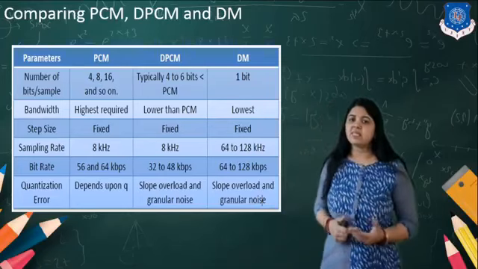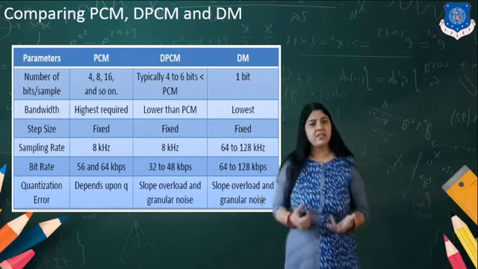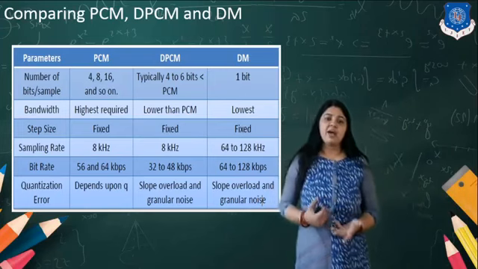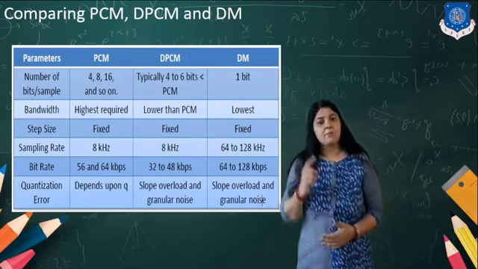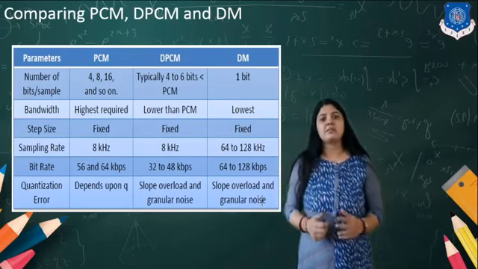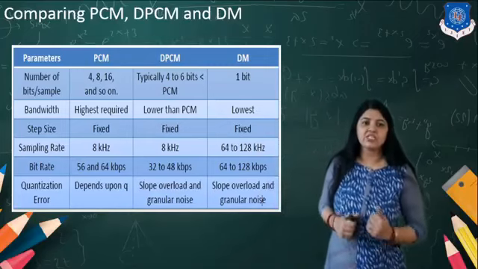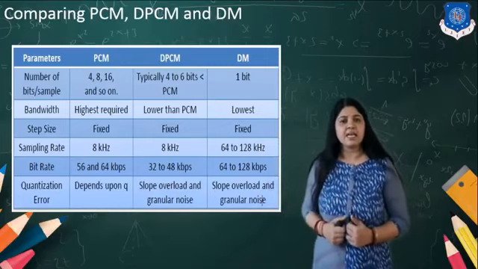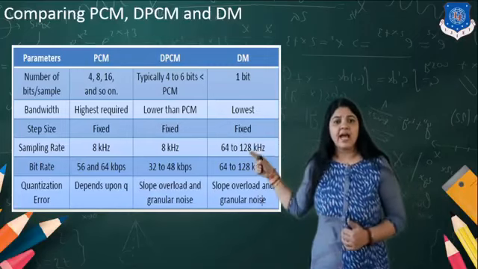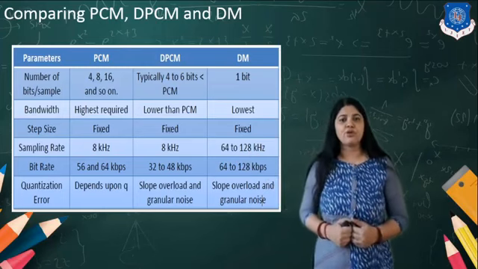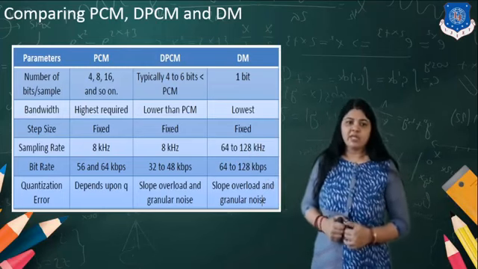Step size in PCM is fixed. In DPCM it is fixed. Also in DM it is fixed. But in ADM, it is adaptive. Sampling rate in PCM is 8 kHz. In DPCM it is again 8 kHz. And in DM it is 64 to 128 kHz.